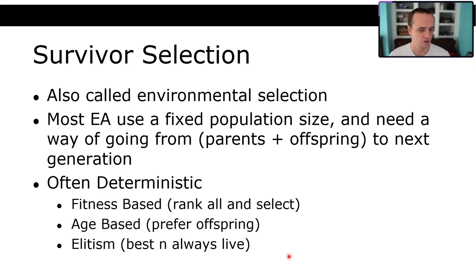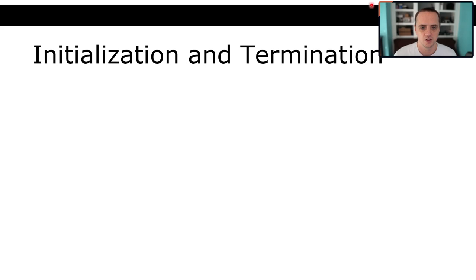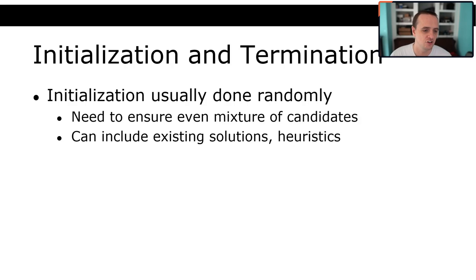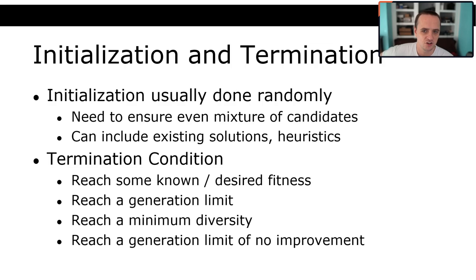All right. So the initialization and termination is the last part. Initialization is usually done randomly so that you get an even mixture of candidates. It could use some heuristics, could use some existing solutions, but just generating a bunch of random genotypes is usually pretty good. The termination condition is going to be we reach some known or desired fitness, we reach a generation limit, we reach some amount of diversity, or we reach a generation limit with no improvements. So how we stop the GA is up to you, and it's based on the problem.